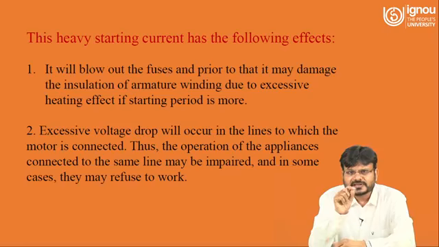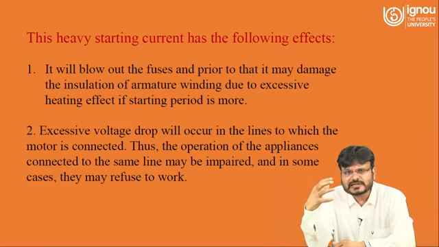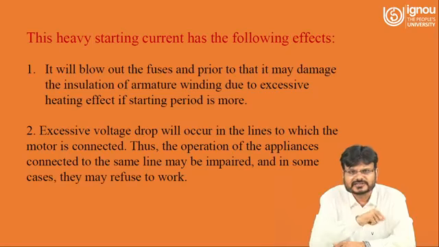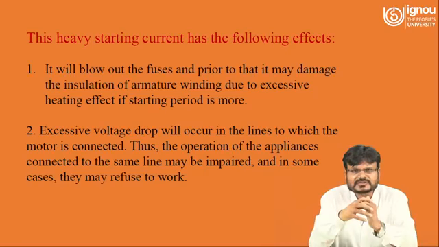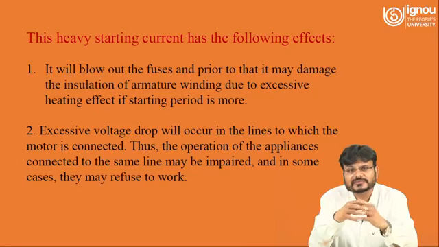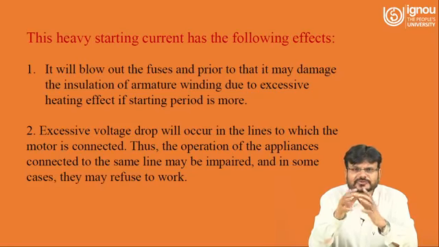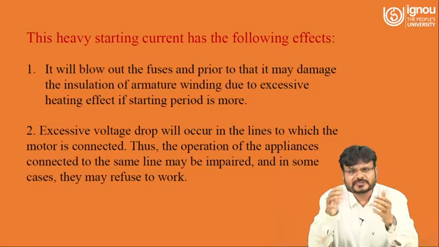That means the required voltage at the armature terminal is equal to V minus IA into RA. This IR is very high, so you are getting a very low voltage. Due to this, operation of the appliances connected to the same line may be impaired, and in some cases they may refuse to work. So this is the effect of the heavy starting current. First effect is that it will blow out the fuse and damage the winding. Second, there will be a huge voltage drop in case of the DC motor.